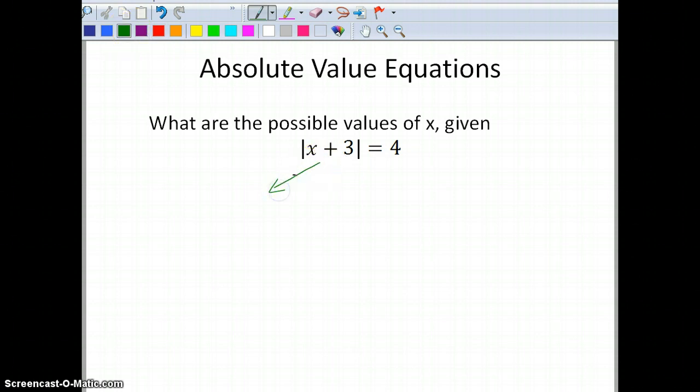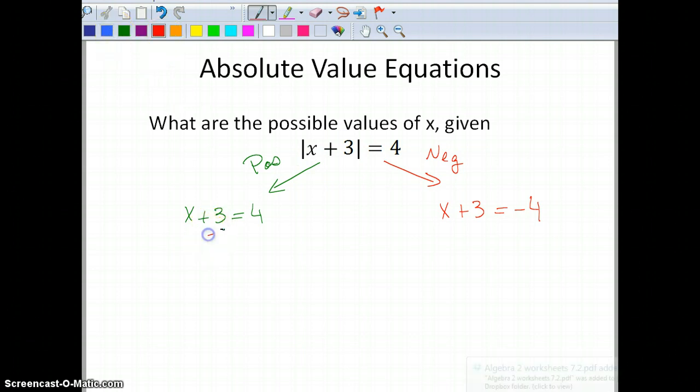So I'm going to rewrite this. I'm going to have x plus 3 is equal to 4. That's going to take care of my positive possibility. And then over here, I'm going to have x plus 3 is equal to negative 4. And that's going to take care of the possibility that what's inside these bars could be negative. Then I'm just going to go through and solve. I'm going to subtract 3 from both sides of the first equation. So I end up with x is equal to 1.